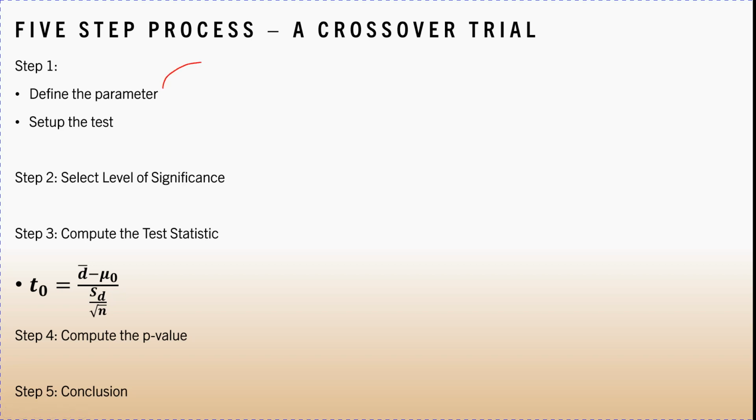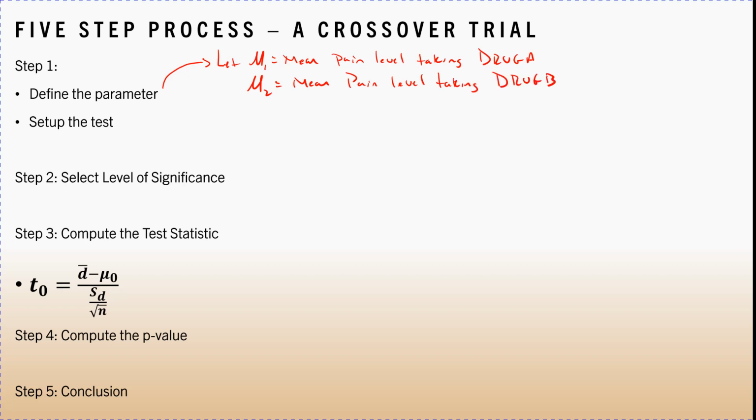So here's how we're going to set this up. We're going to let mu sub 1 equal the mean pain level taking drug A, whatever drug A is. And then mu 2 the mean pain level taking drug B. And then the difference, the average difference, is going to be mu sub 1 minus mu sub 2.